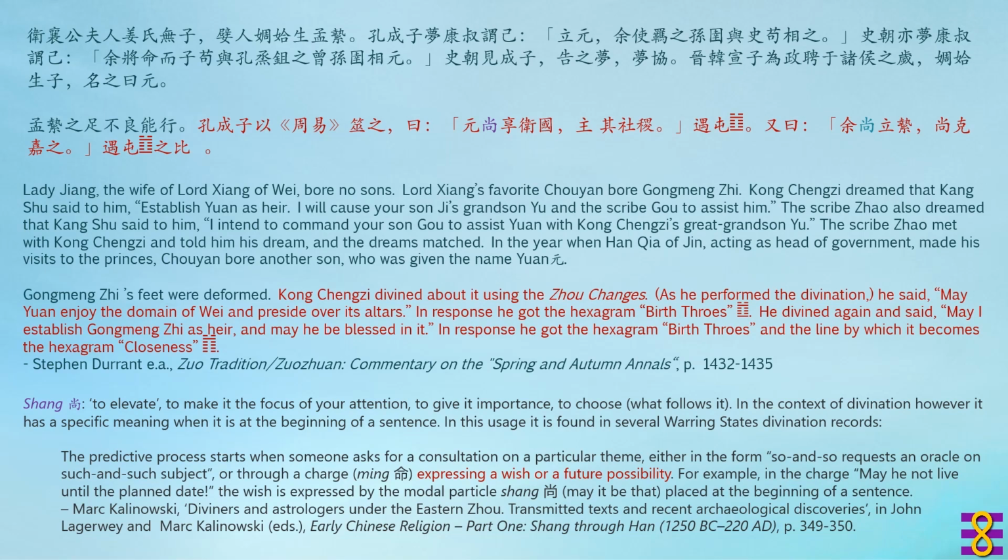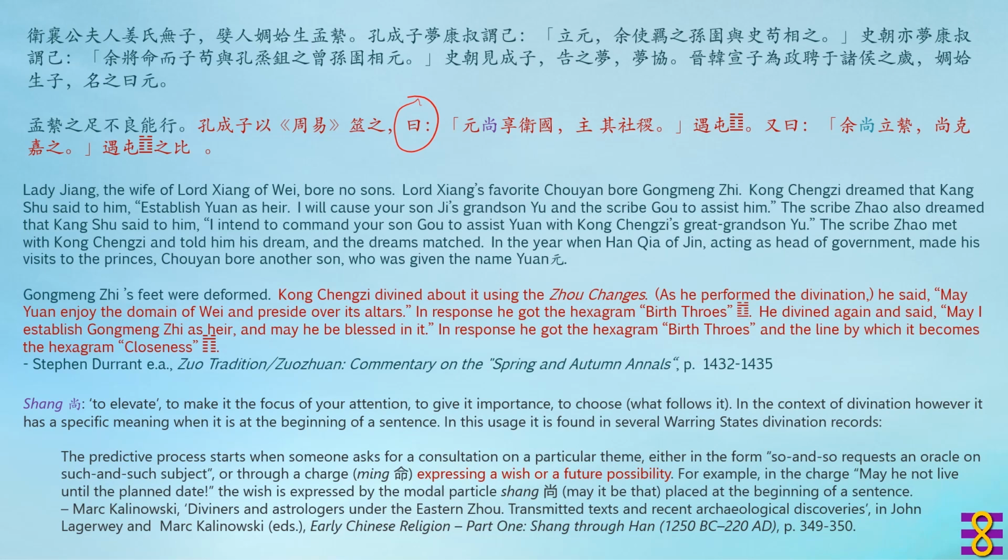As he performed the divination, that I put between brackets because that sentence isn't really in the original, because the original here simply says this word, Yue, which means saying. So you could also say, Kong Chengzi divined about it using the Zhao changes, saying, "May Yuan enjoy the domain of Wei and preside over its altars." In response, he got the hexagram birth throws, hexagram 3.